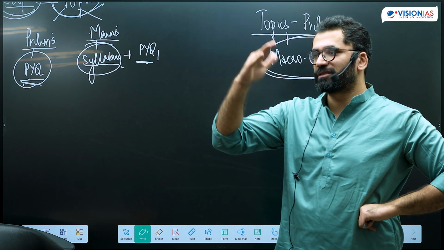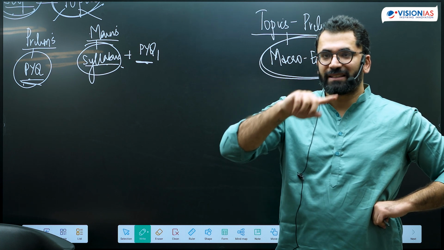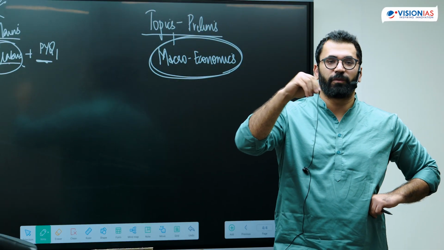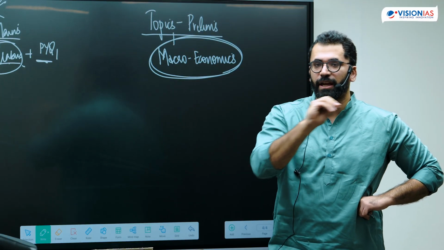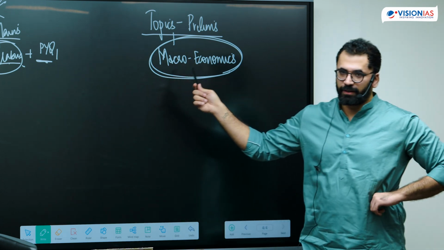For example, what is the total GDP? What is the total production? What is the total price level? That is average price level. What is inflation? What is unemployment? How many people got jobs? How many people did not get jobs? So talking about the whole economy in general is what is the subject matter of macroeconomics.